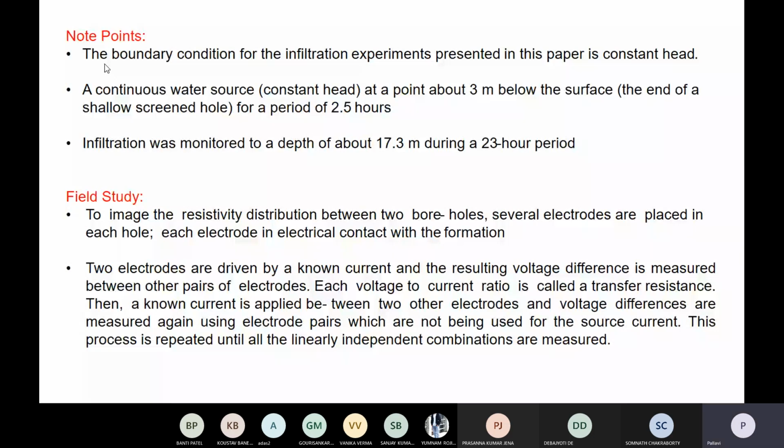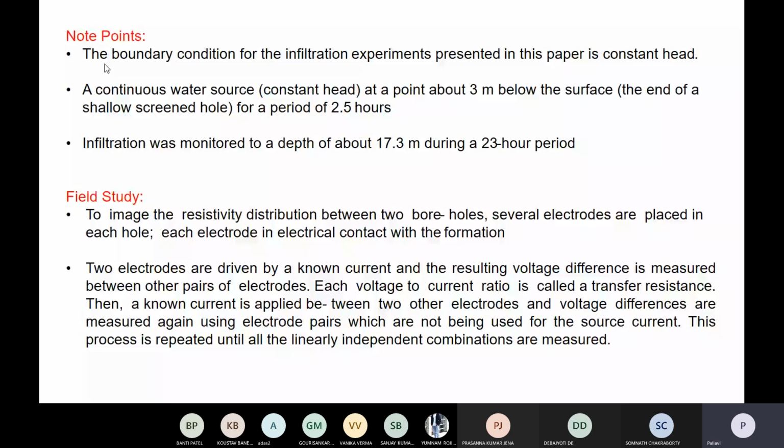Okay, a continuous water source, constant head at a point about 3 meters below the surface, the end of a shallow screen hole. So they make one hole, a 3 meter shallow hole, using an auger. An auger is an instrument. They move this auger and drill the hole. A 3 meter hole we can easily drill using an auger, for a period of 2.5 hours.